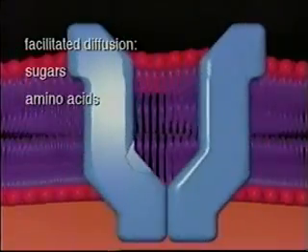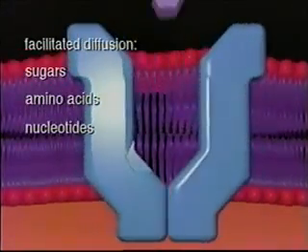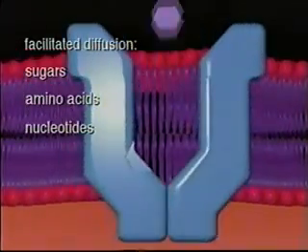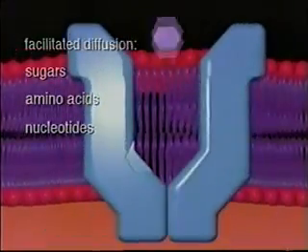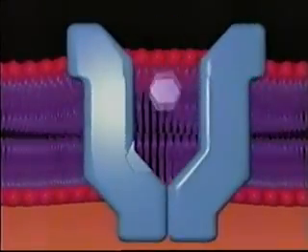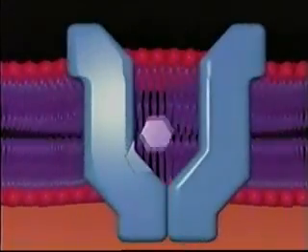Most sugars, as well as all amino acids and nucleotides, are moved into cells by facilitated diffusion. Despite the assistance of the carrier protein, this movement occurs through diffusion down a concentration gradient and is considered passive transport, since no energy is expended by the cell. Movement against a concentration gradient, however, costs the cell energy in the form of ATP. This process is called active transport.